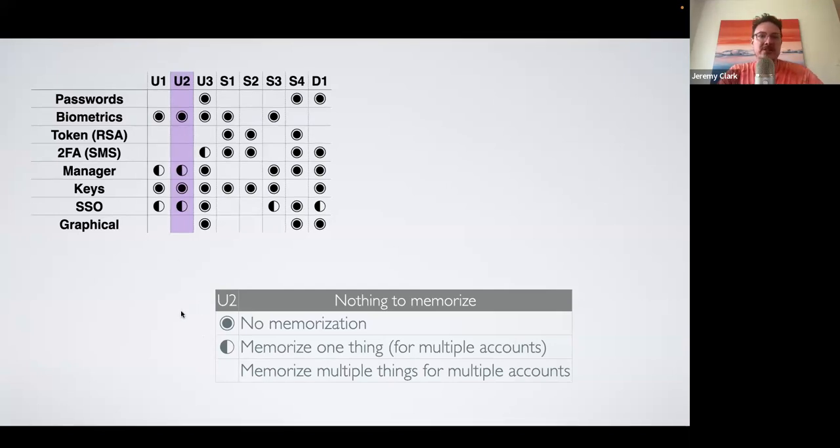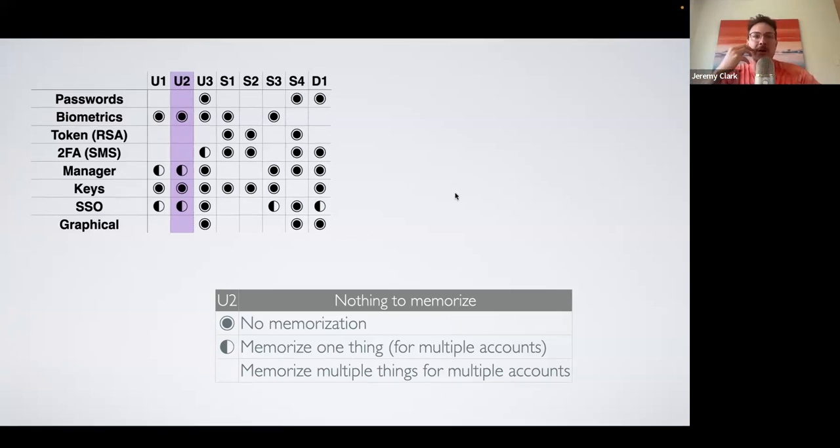Okay, the next column actually looks exactly the same, which is basically, do you have to memorize something? So full dot if you don't, half dot if you have to memorize one thing, nothing if you have to memorize anything. Now, I left this in actually on purpose because this is something you'll see when you do your evaluation frameworks is U1 and U2 result in the exact same thing, okay?